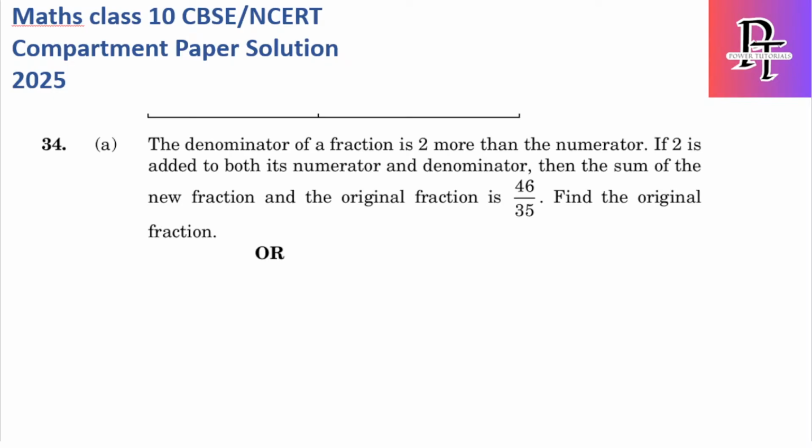So here we have two options, whether you can solve A or B. A: the denominator of a fraction is 2 more than the numerator. If 2 is added to both numerator and denominator, then find the sum of the new fraction. The original fraction is this one, find the original fraction. Okay, this is straightforward and we can easily solve it. Let's see what the B part is.